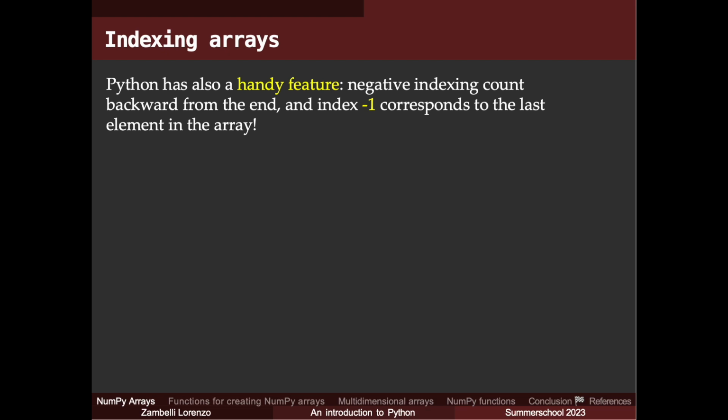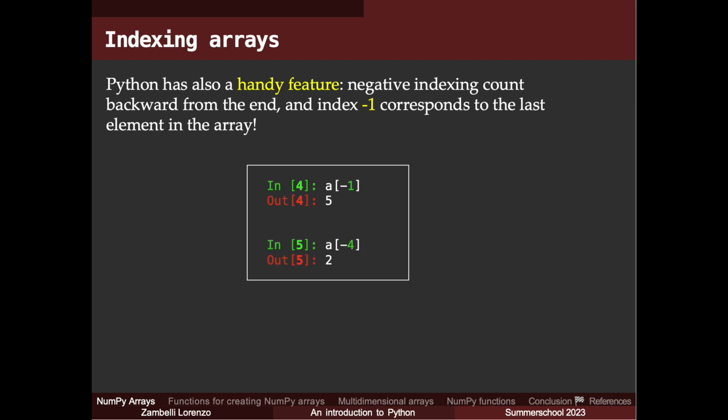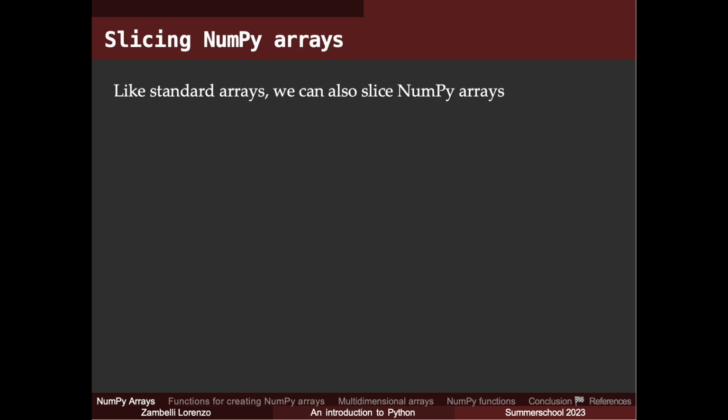Index array. NumPy, as with other arrays, can use negative indexes. So an index of -1 or -2 and so on: -1 is the last element, -2 is the second to last element, and so on. As in the example, a[-1] is the last element, which was 5, and a[-5] is the first element because our array was of length 5, and it gave us the right result.